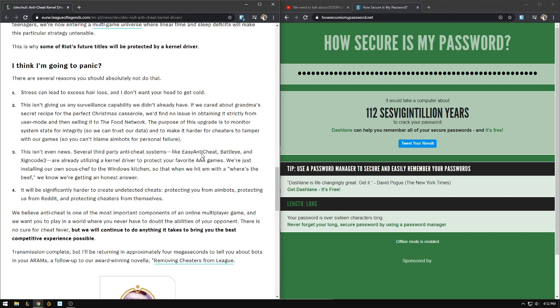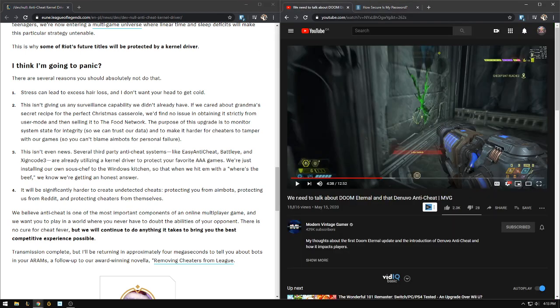Easy Anti-Cheat games, Fortnite, Rainbow Six Siege, PUBG, Dead by Daylight, they're all using Easy Anti-Cheat or BattlEye, and they already utilize a kernel level driver to protect AAA games. So this is not a new idea presented by Riot Games or by Denuvo, this is pretty common now, as cheats have gone up to kernel level, meaning that anti-cheats must also follow them there to keep your games cheater-free.